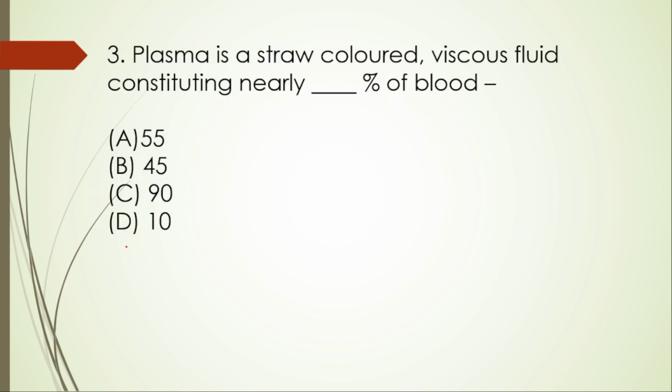Next, question number 3. Plasma is a straw colored viscous fluid consisting of nearly dash percentage of blood. Option A 55, B 45, C 90, D 10. So here the right option is option A, 55.